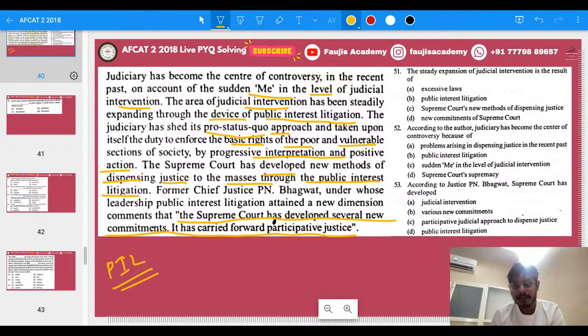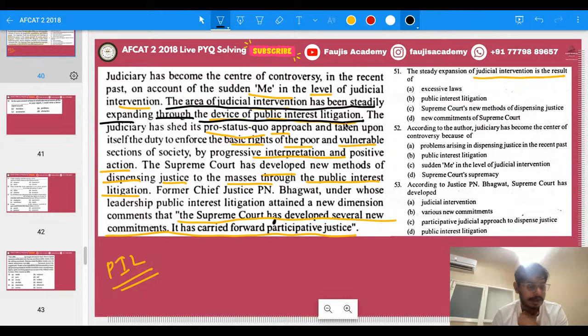Participative justice means what? A justice in which the masses, the poor, the rich, the different classes of people, all of them are able to participate. So the steady expansion of judicial intervention is the result of, where is it? The area of judicial intervention has been steadily expanding through the device of public interest litigation. It is the result of public interest litigation, right? Excessive law, are you putting excessive law? No. New commitment of the Supreme Court.